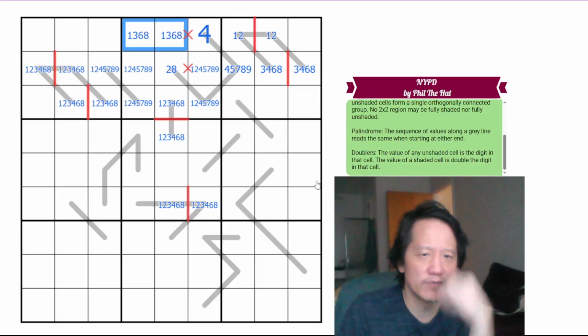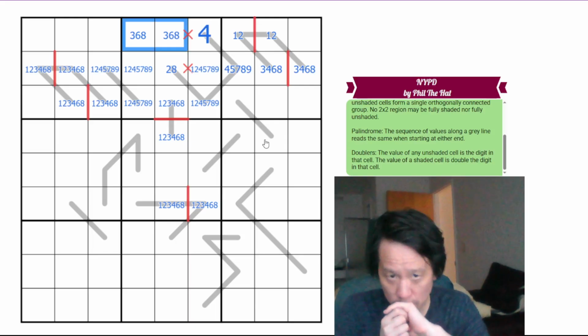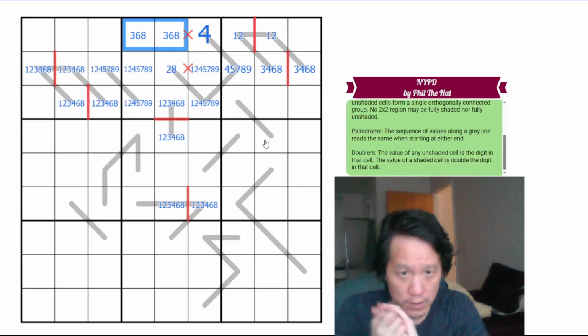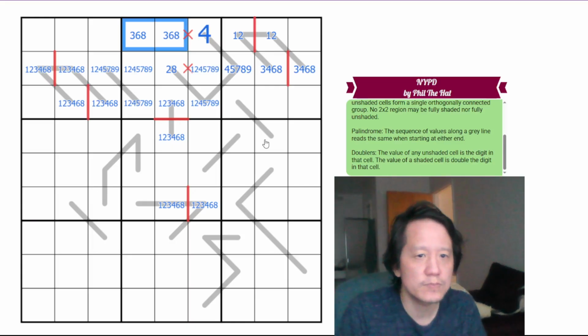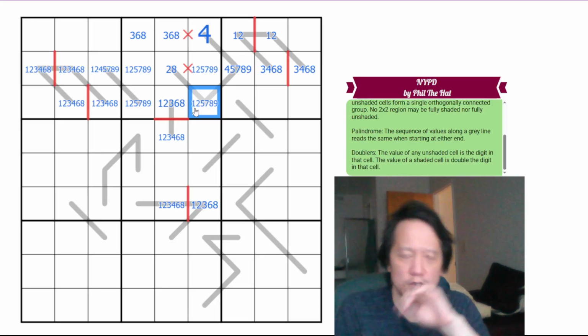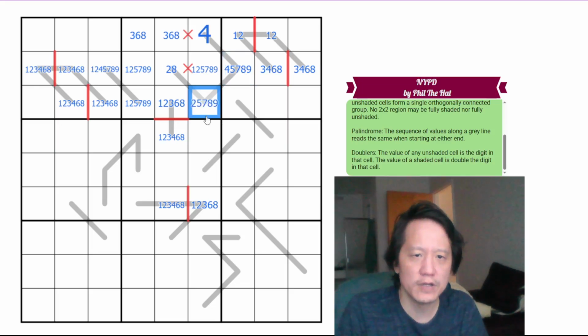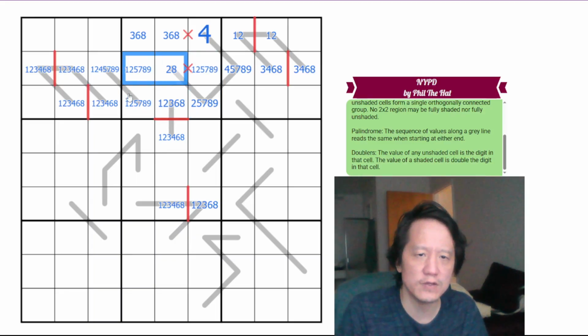This obviously couldn't be 1. 4 could not be any of these. This couldn't be 4. So this cannot be 1 or 2, so this couldn't be 1 here. 1 could be any of these.